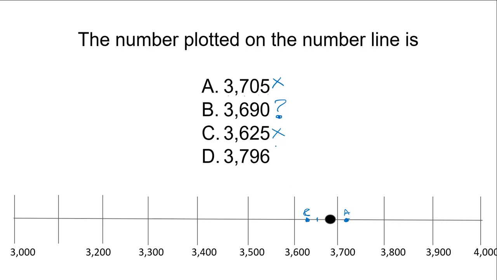Could it be 3,796? Like I said, it's not greater than 3,700. It's less than 3,700. 3,796, which would probably be somewhere close to 3,800, would be about here. And that's D. So our best bet is B. 3,690 is more likely to be my answer for where the dot is located. All right, great job. Let's try the next question.